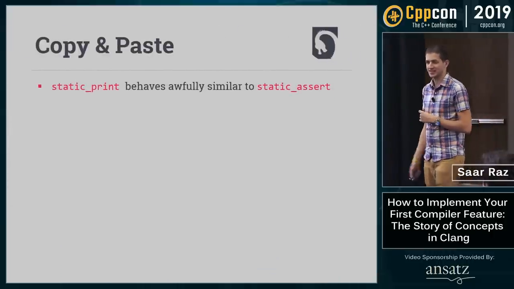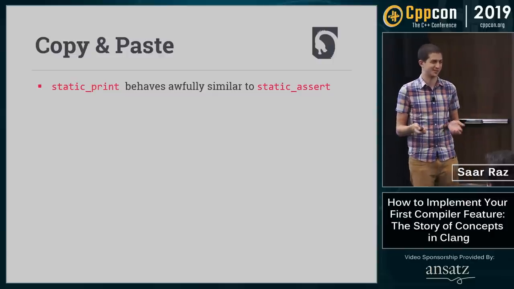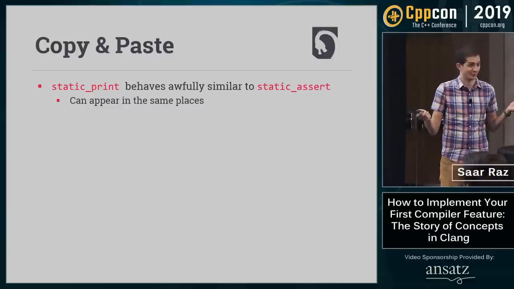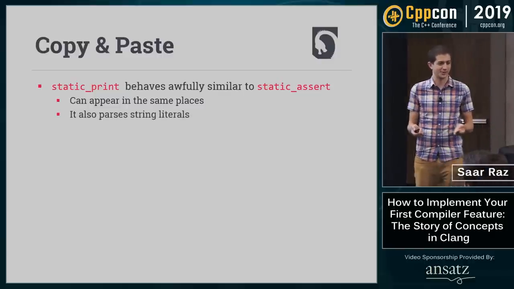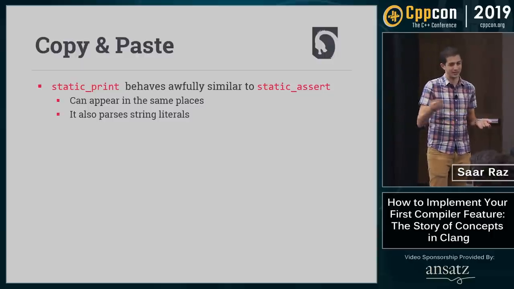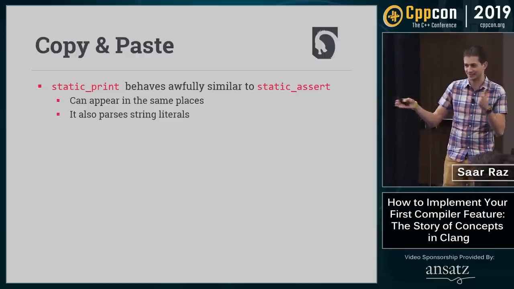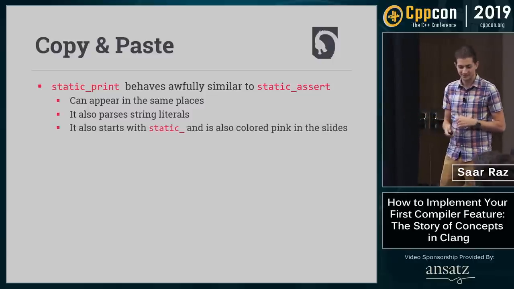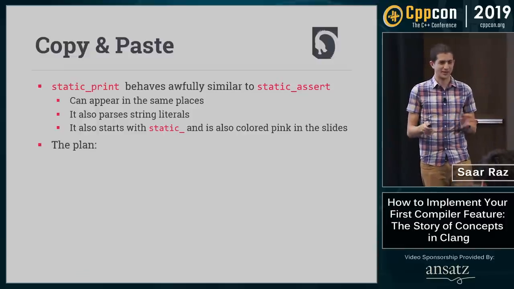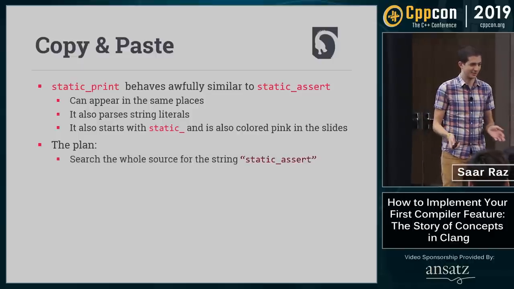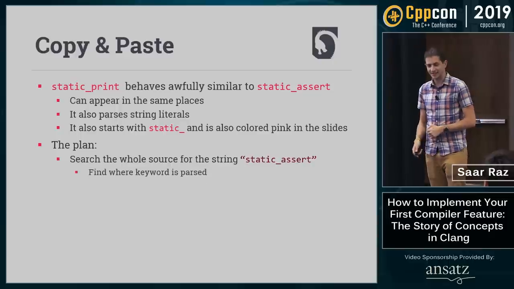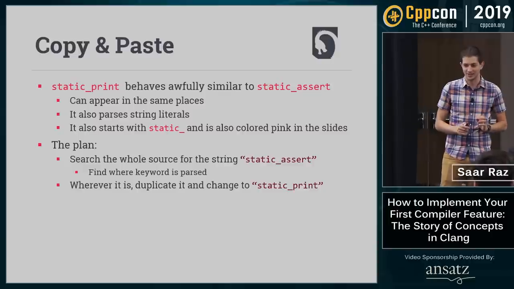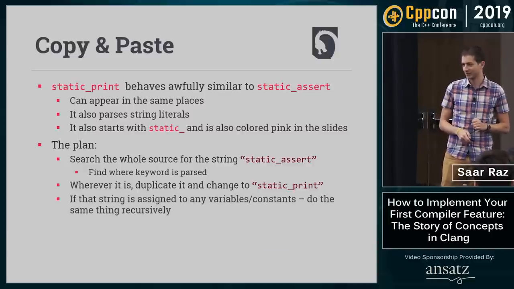And I had this observation that static print behaves awfully similar to static assert. And I'll try to convince you about that. It can appear in the same places, which is basically everywhere. And it also parses string literals, right? Static assert has an error message that it can print out, and we need string literals for printing during the static print. And it also starts with static underscore and is pink in the slides. So the plan was like this. Search the whole sources of GCC for static assert. Find wherever the keyword is being parsed. And wherever it is, just duplicate it and rename it to static print, and do this recursively. OK, let's see how this goes.